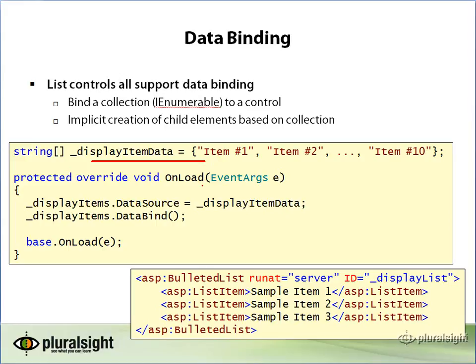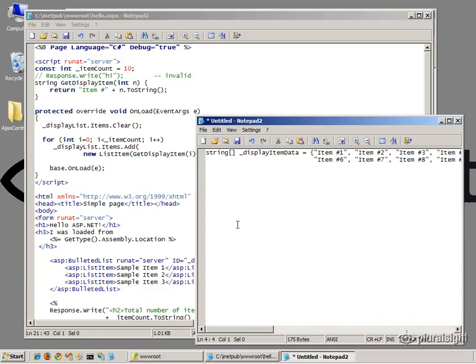And the data binding mechanism looks like this. You set the data source property on the control equal to the collection of items you want it to bind to, and then you explicitly call data bind. So this is a much more common technique for populating a control's contents when you want it to display contents from a collection like so. So let's go ahead and modify our sample here to use the data binding model.